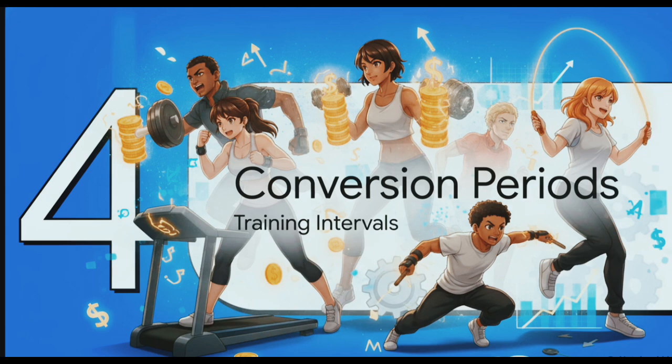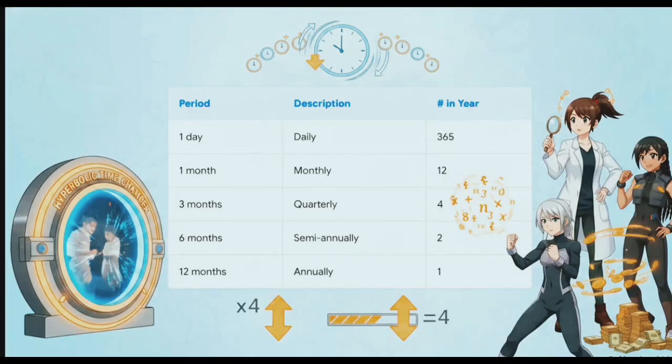Let's dive into section 4. Conversion periods explained. These are basically your training intervals for maximum power. You see, compounding doesn't always happen just once a year. Banks use conversion periods.